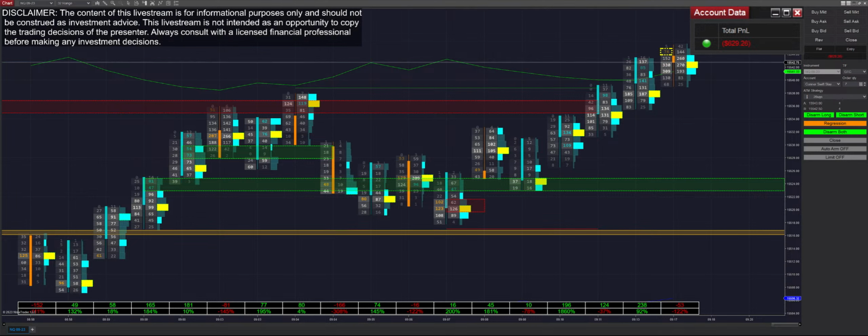What is the max lot size you recommend? I don't recommend going over 15 contracts on NQ and 20 on ES.